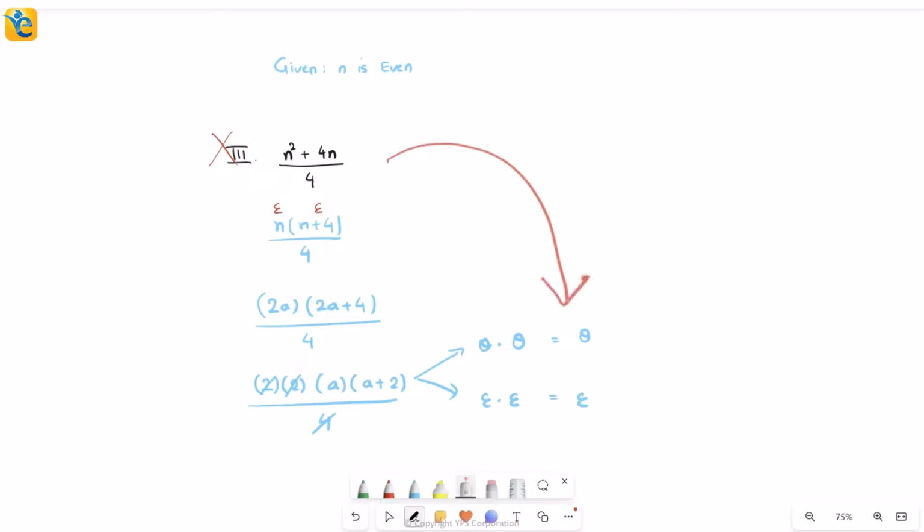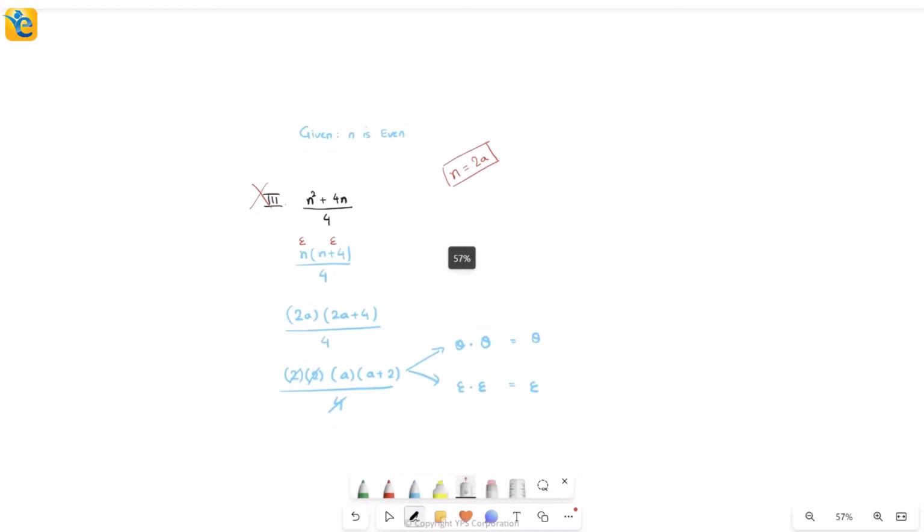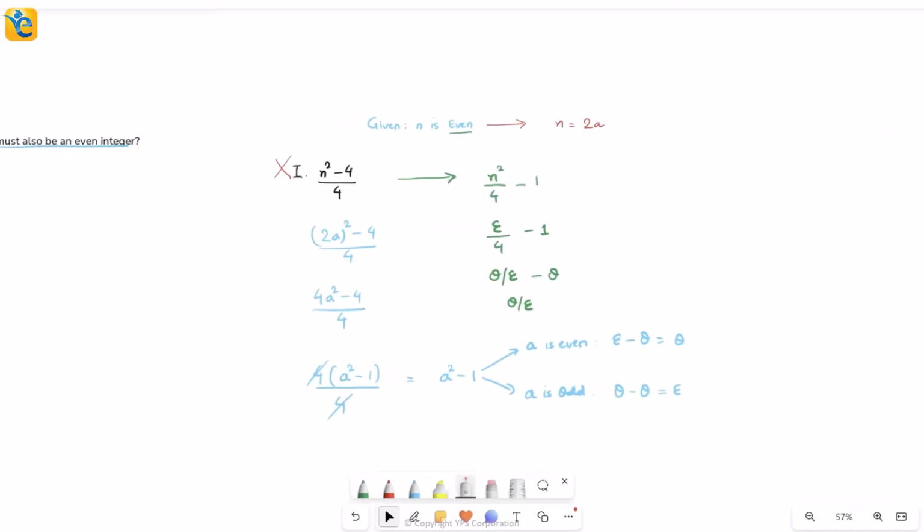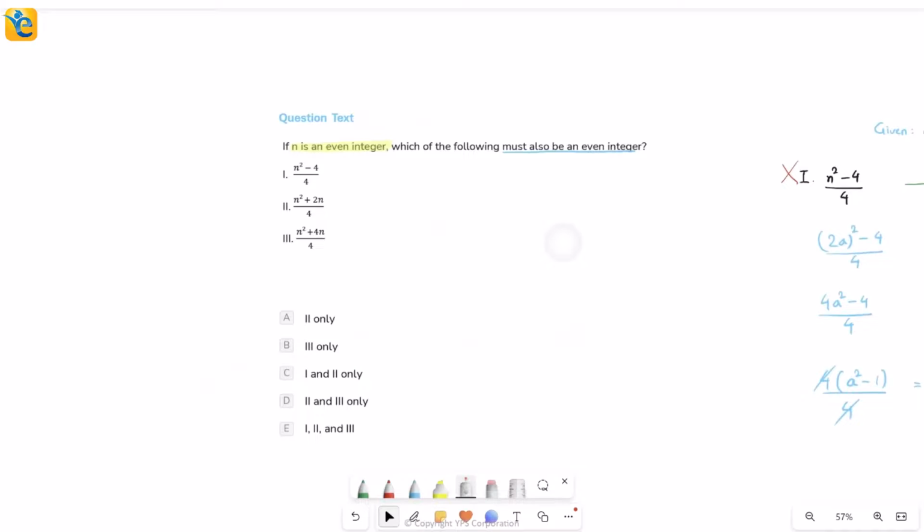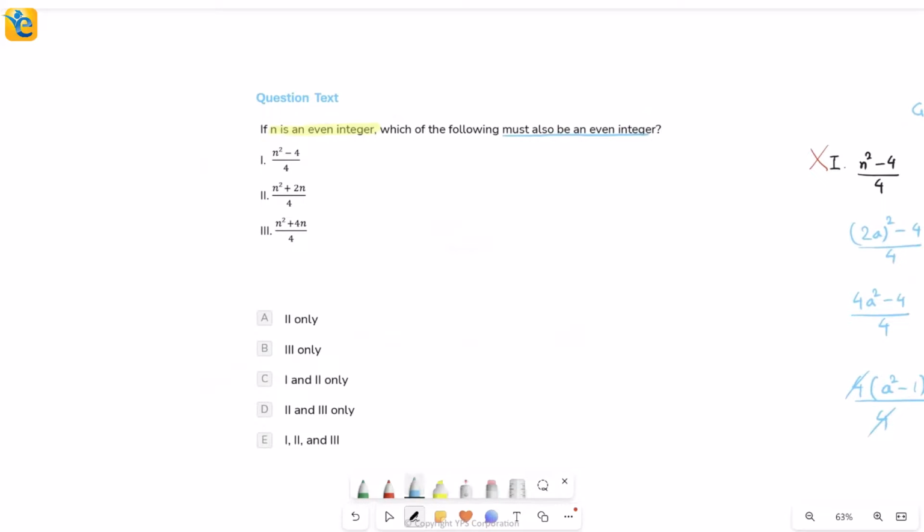We clearly saw that its nature depends on this a here, where a was nothing but the variable we used to express n this way. Overall then, I see that among the 3 expressions we were evaluating, it's only the second one that was definitely even, and therefore when I come here, it's only this one. The choice that works for me is choice A, 2 only.